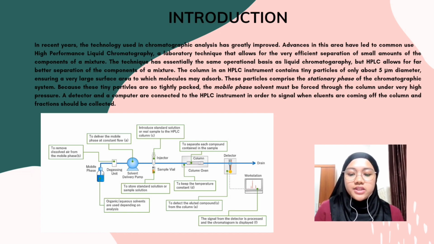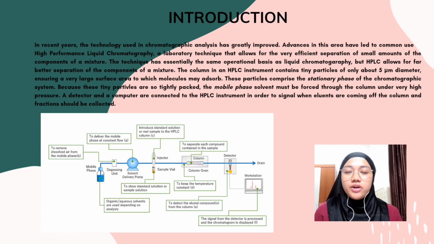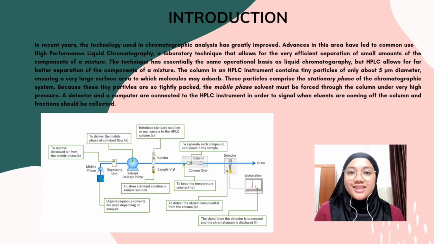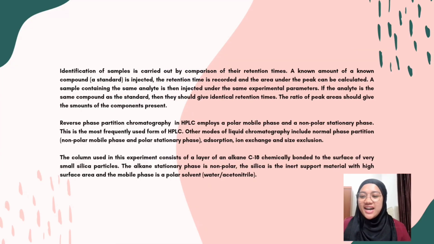The column in an HPLC instrument contains tiny particles of only about 5 micrometer diameter, ensuring a very large surface area to which molecules may adsorb. These particles comprise the stationary phase of the chromatographic system. Because these tiny particles are so tightly packed, the mobile phase solvent must be forced through the column under very high pressure. A detector and a computer are connected to the HPLC instrument in order to signal when eluents are coming off the column and fractions should be collected.